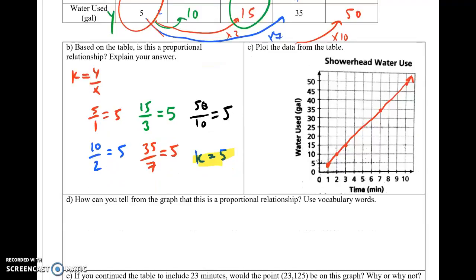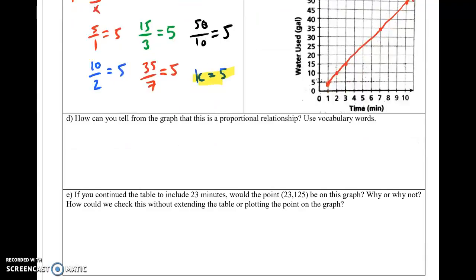Part D. How can you tell from the graph that this is a proportional relationship? Use vocabulary words. Well, by looking at the graph, you remember from our notes, we know that in order for a graph to be proportional, it has to be a straight line and it has to pass through the origin or point towards it. In this graph, we do have our straight line, and we just need to check if it points towards the origin. And by looking at it, it does indeed point at the origin.